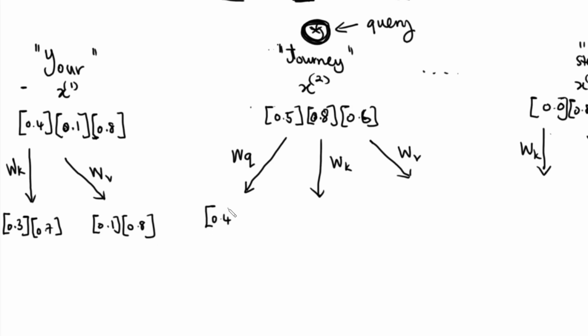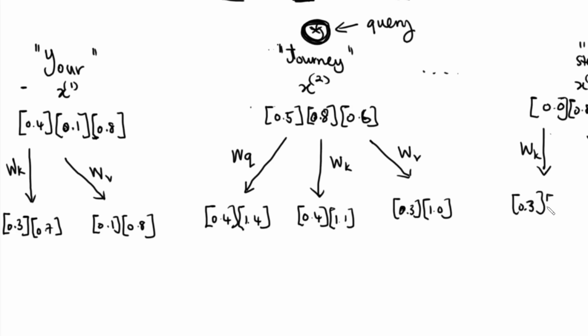WQ is 0.4, 1.4. And then WK for this one is 0.4, 1.1. WV here is 0.3, 1.0. And lastly, the last batch here is 0.9, and then 0.3, 0.7. Okay. Now at that stage, here we say this is the value vector, because here we're dealing with vectors.